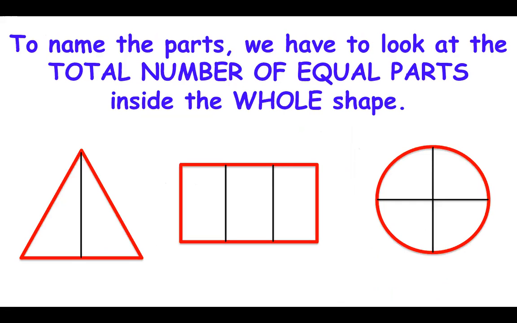To name the parts, we have to look at the total number of equal parts inside the whole shape. So if you look at this triangle, I can see that it has two parts. And I know that they're equal because they're the same size and the same shape. This rectangle has three parts, and I know that they're equal because they're the same size and the same shape. This circle has four parts, and I know that they're equal because they're the same size and the same shape. So shapes can be divided into different numbers of equal parts. And to name those parts, we have to look at and count how many equal parts are inside the shape. Let me show you what I mean.